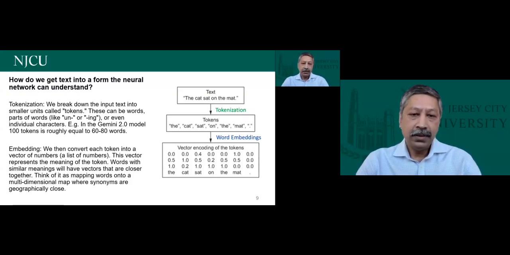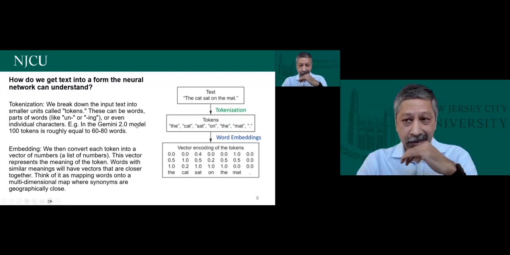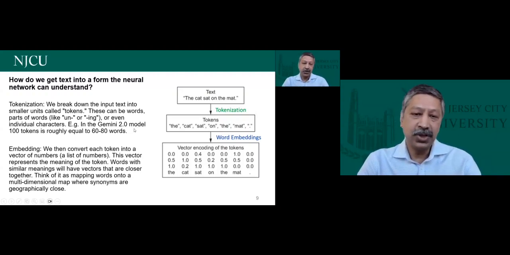For example, in the Gemini model, 100 tokens roughly equals 60 to 80 words. Right. I'll come to why this is important later in terms of just practicality.